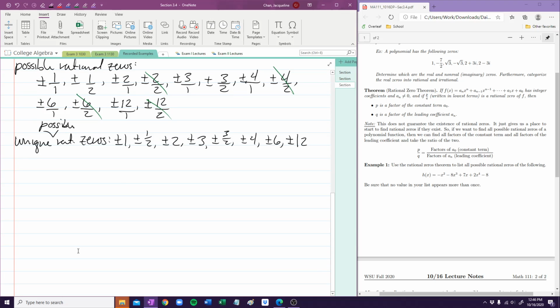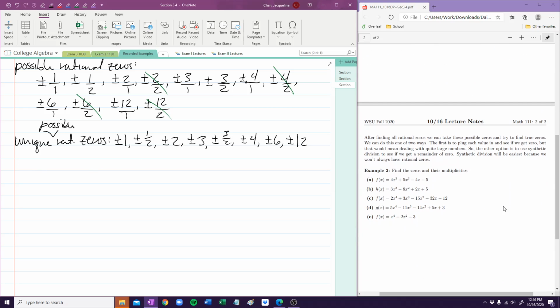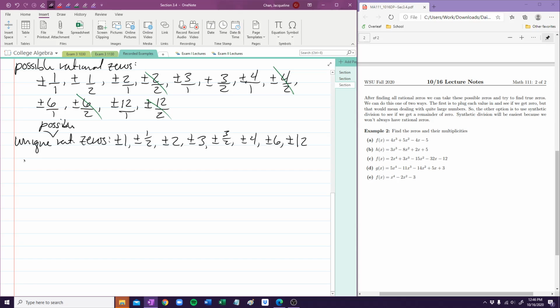So now, what are we going to do with this? What we're going to do is find our zeros. Because I already went over how you can plug in, going back to my example, we can do f of 1 and see what it equals, f of negative 1, etc. But because I did emphasize that, I do think it takes longer. Once you know synthetic division, it can go by fast.